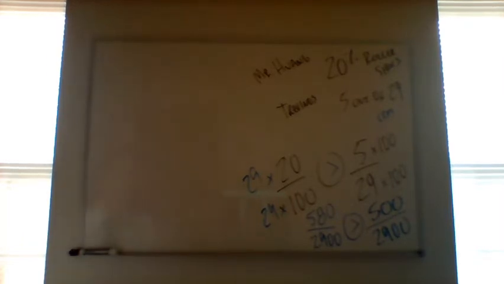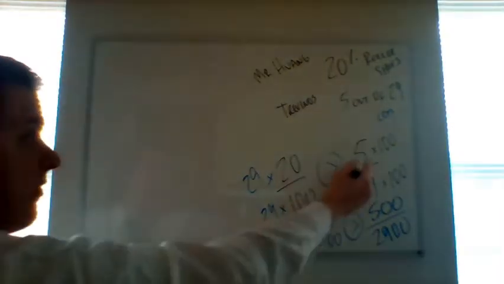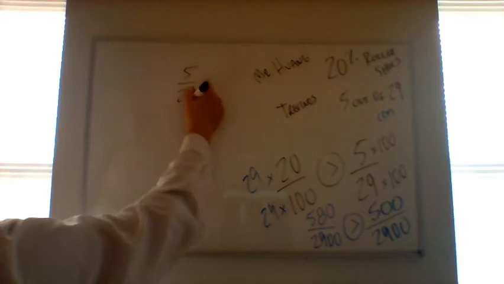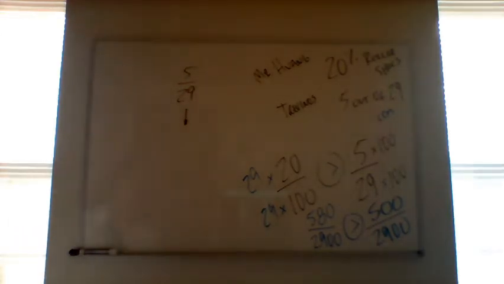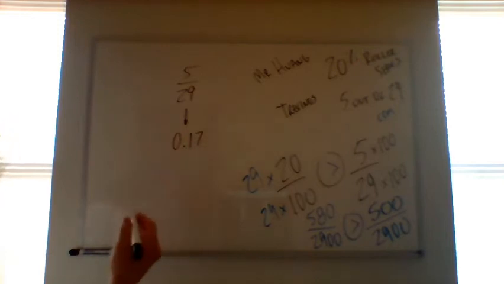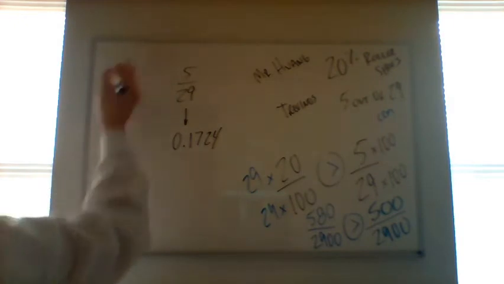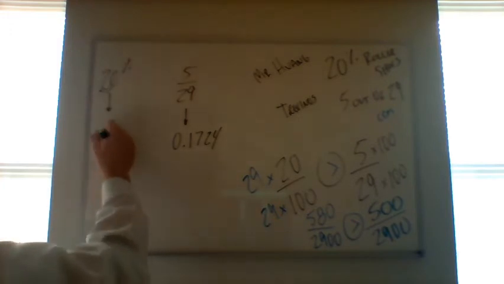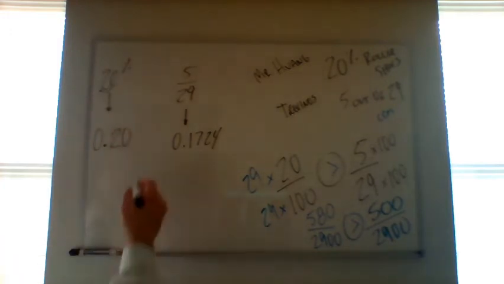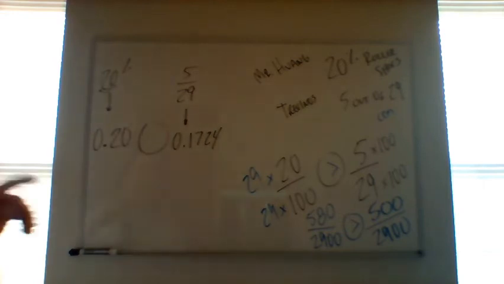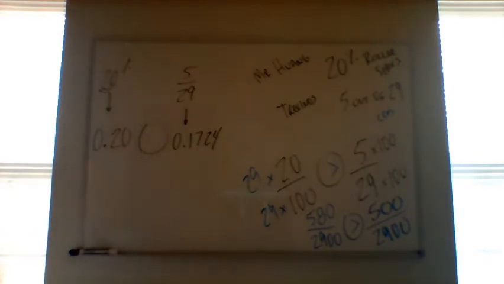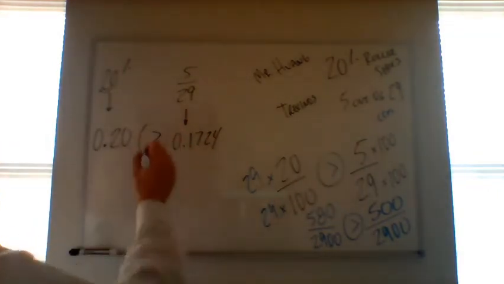So if you take 5 divided by 29, if we made 5 over 29 a decimal, my calculator says it would give us 0.1724. And 20%, if we took that to a decimal, we just move the decimal twice, 1, 2, and it'll give us 0.20, right? So we can see that 0.20 is larger than 0.1724. And again, we would use the greater than symbol.